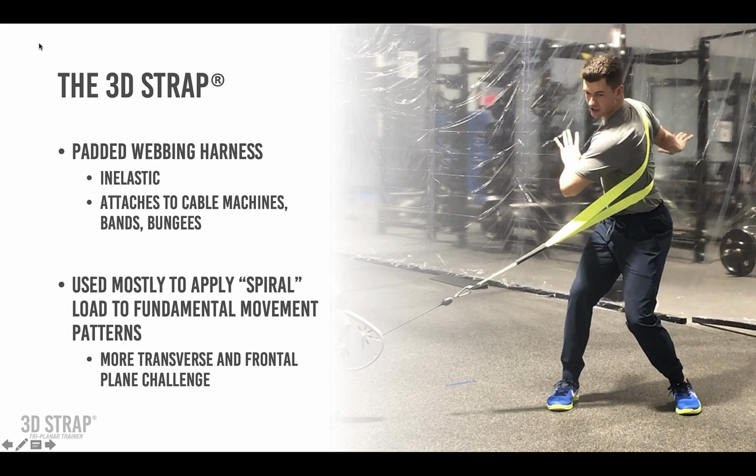Transverse means the 3D strap plus an external resistance is trying to spin you off the planet, twist you, and the frontal plane challenge means that the 3D strap plus the external resistance is trying to shift you side to side. Those are the external forces that you're going to have to control against and overcome, more so than during a traditional free weight based exercise.